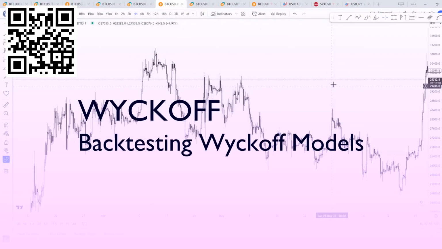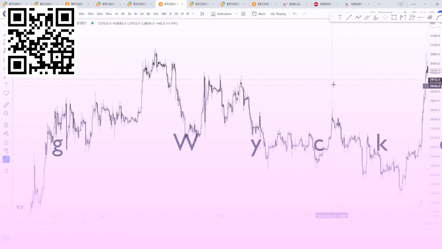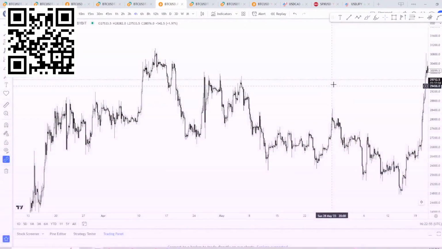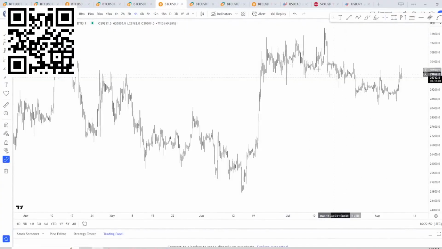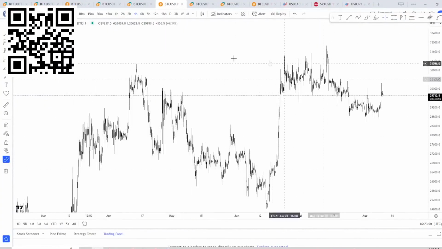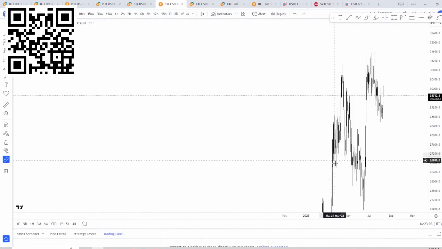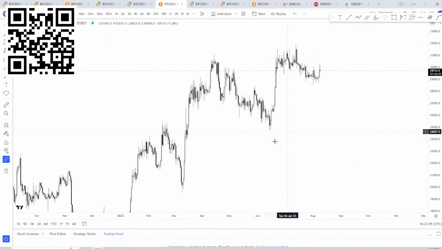So we're going to talk about ways that we can practice Wyckoff, because this is essential to learning. You need to learn how to practice these things. So what I'm doing is I'm just taking my bar replay tool off. I'm looking at wherever price action is. I'm going to a higher time frame. I'll start on the daily. Okay, I'm on the daily.